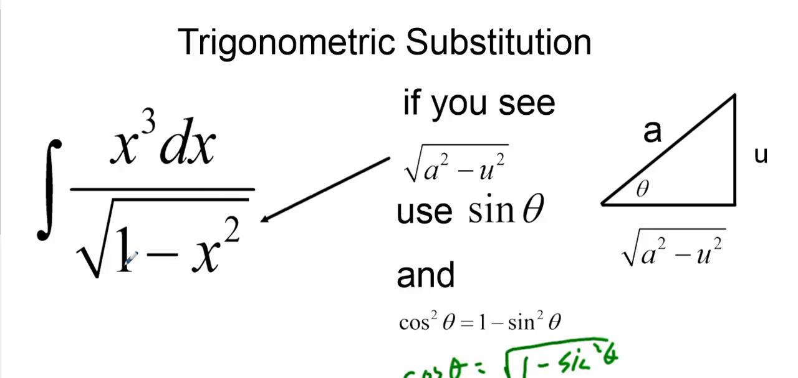This one, because we have 1, the difference of squares is 1 minus x squared. So a being the constant, u being the variable. This is a perfect situation where we're going to use the ratio of sine. Sine is opposite over hypotenuse. So our opposite is going to be our u, our variable, and our hypotenuse is going to be our a value. Using the Pythagorean theorem, when we finish up our triangle, we can write the square root of a squared minus u squared.